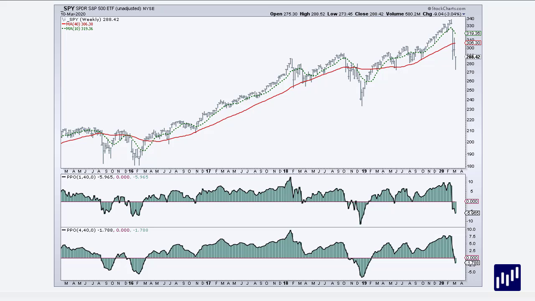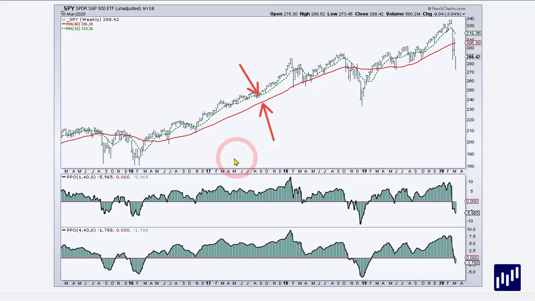Now, if we look back, just using these simple moving averages, I've got the 40-week moving average in red, the 10-week moving average in green. That's equivalent to the 50-day and the 200-day, not exactly the same. These are simple moving averages again. And the thing about moving averages is they lag.